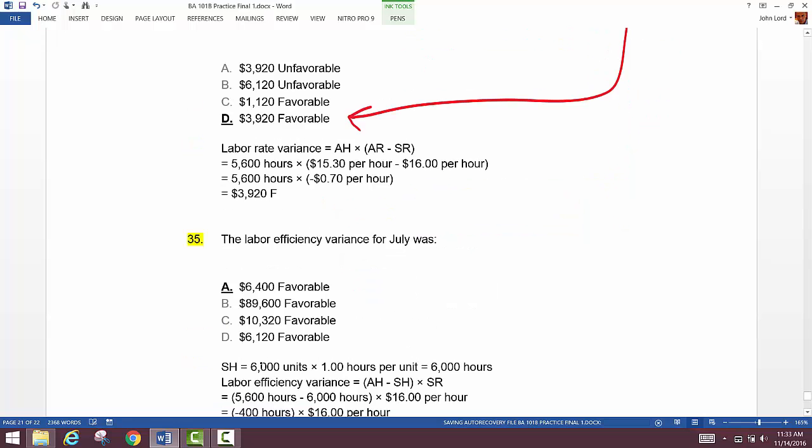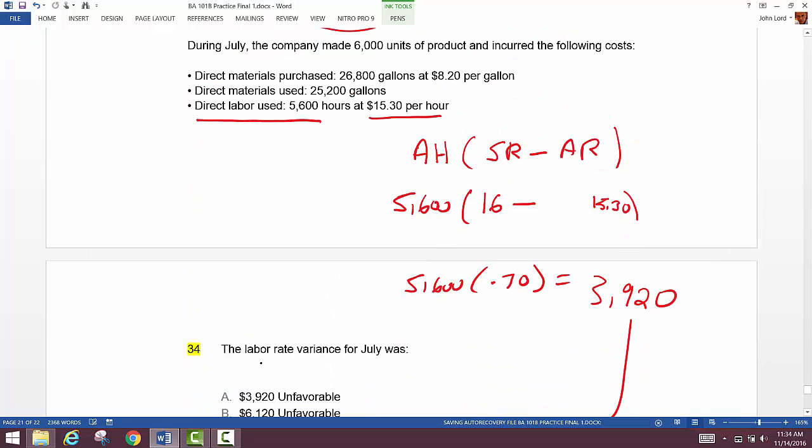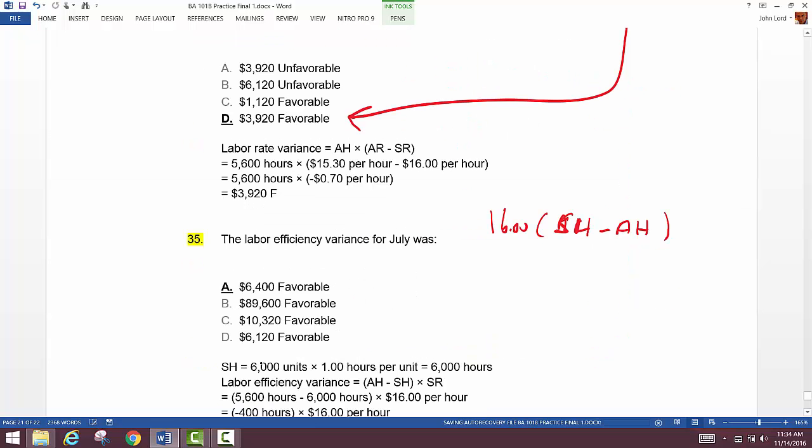How about efficiency? Can we do efficiency? Efficiency is going to be what? Standard rate, which we know is $16 per hour? And we're going to multiply that times the standard hours minus the actual hours, right? Okay. What was the actual hours? Did they tell us? Actual hours coming back up was 5,600. Okay. So I should have put the standard rate here, just to keep the formula pure. So 16 times the actual hours, 5,600.